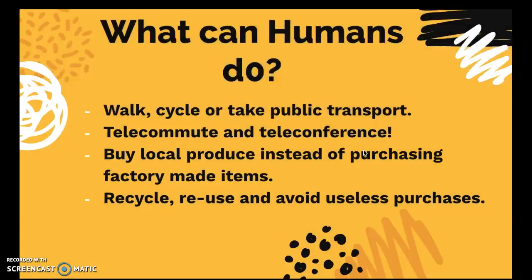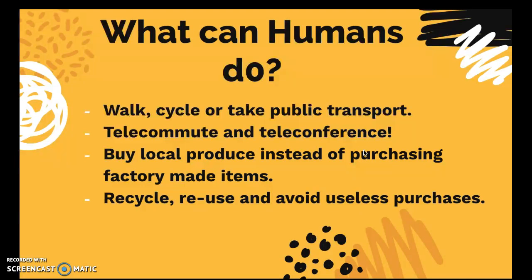So what can we do as humans to curtail the excess amount of carbon dioxide that is being emitted each day to make our world a better place and to stop global warming? The first thing we can do is walk, cycle, or take public transport. We know that walking or cycling would be really great, but also taking public transport is helpful because if everyone decided to take public transport and stop driving cars, then it would be really effective.